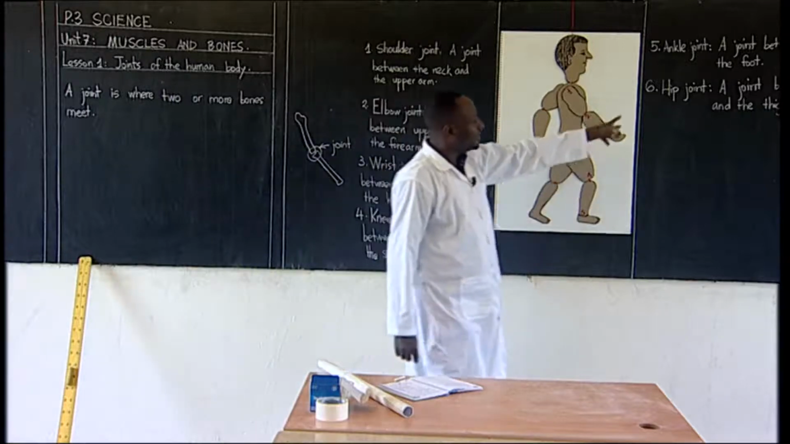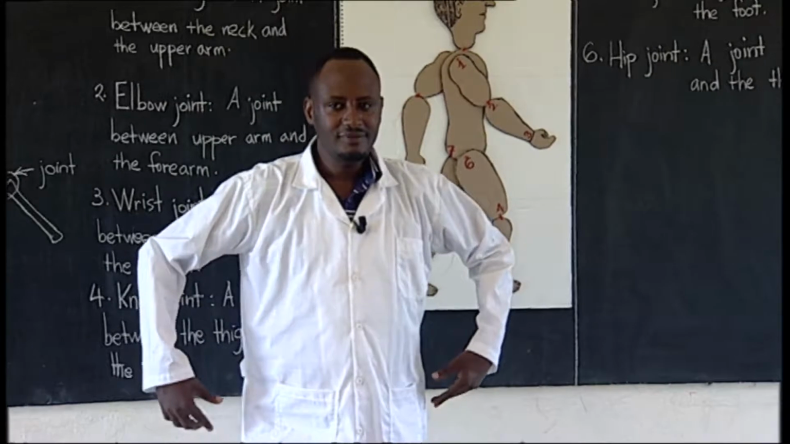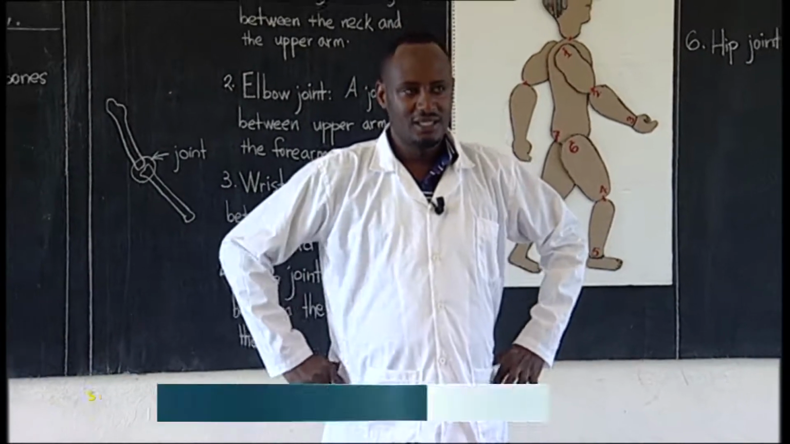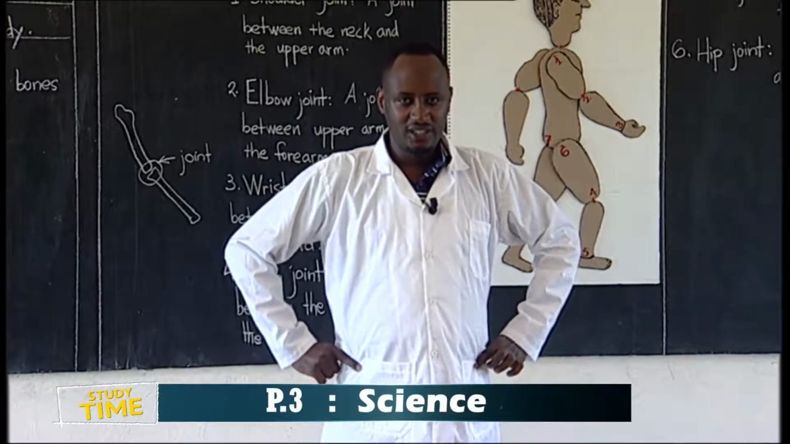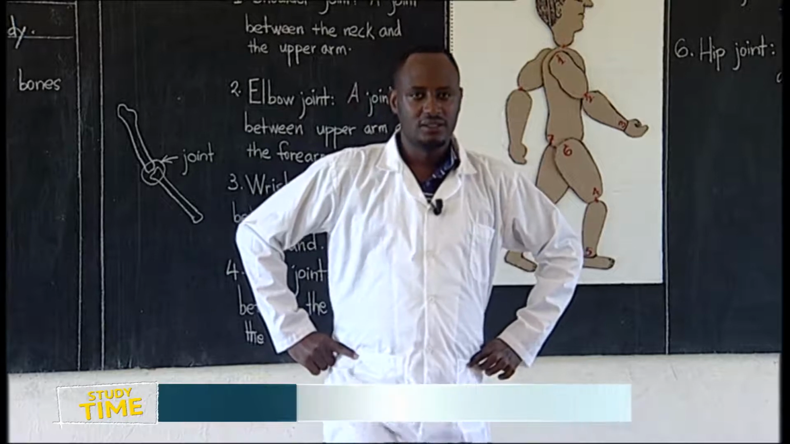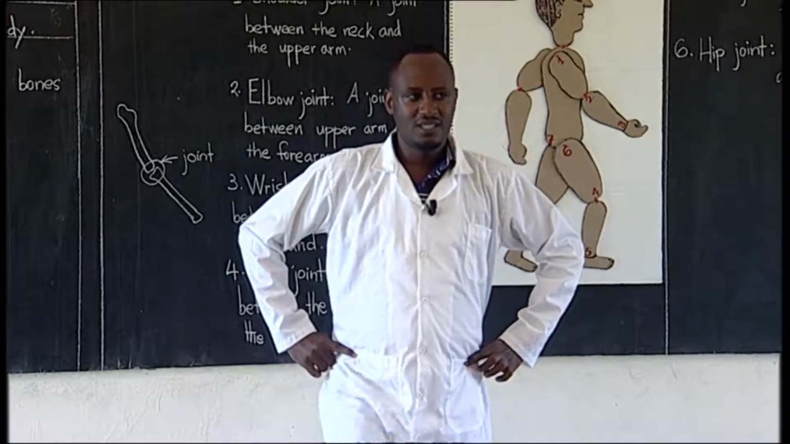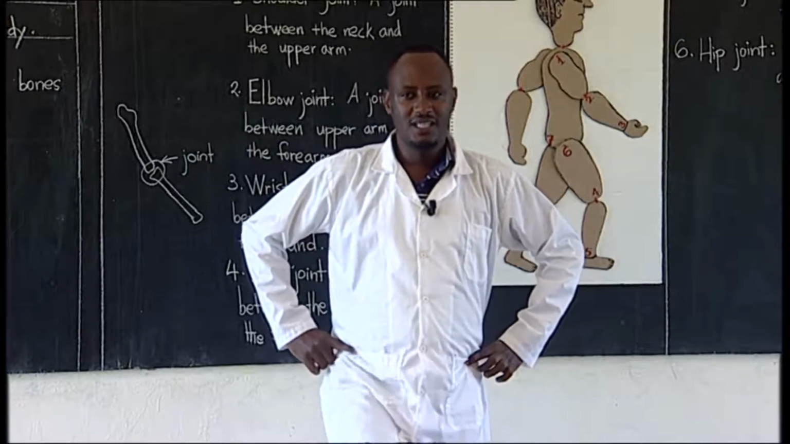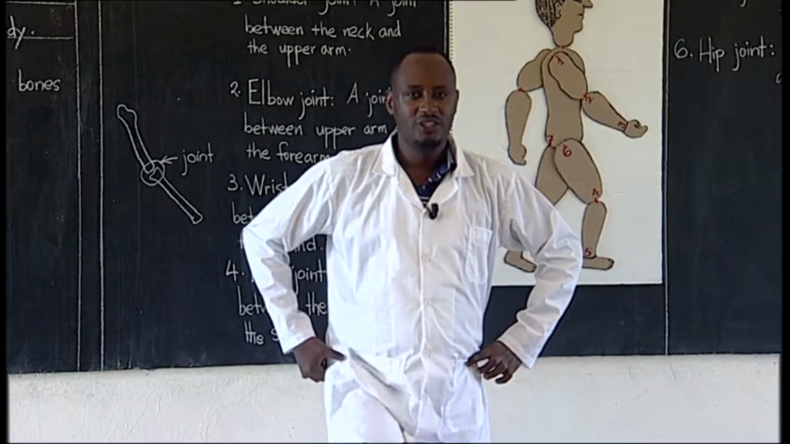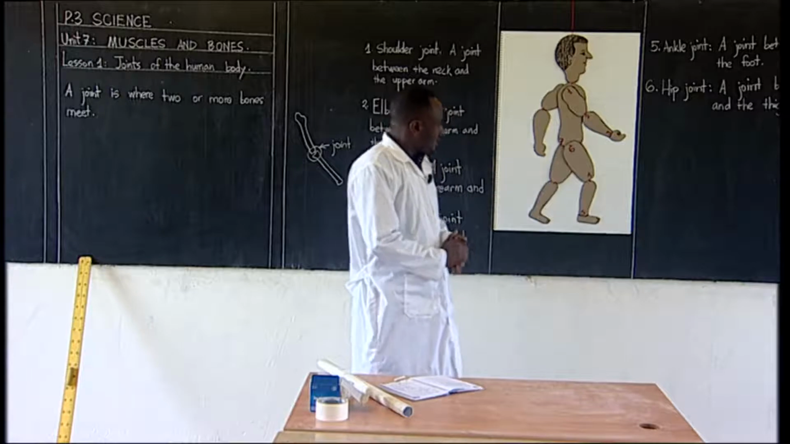We have the hip joint. Let's locate the hip joint on our body. All of us, let's touch our hip. This is the joint around the hip region. If I move the leg like this, if I raise it up here, what is helping me to move this leg or to raise it up is the hip joint. It's the hip joint.